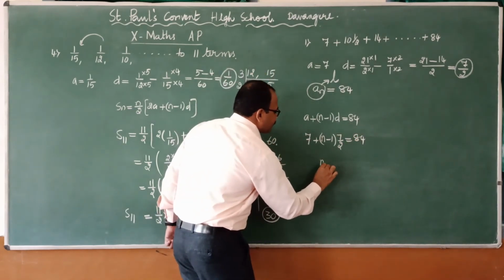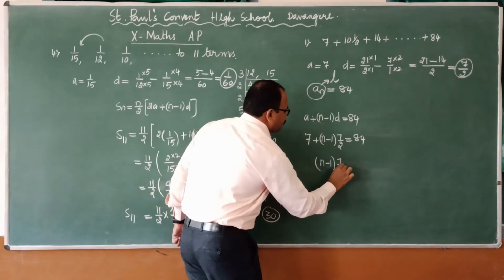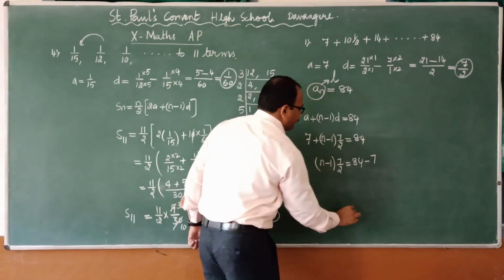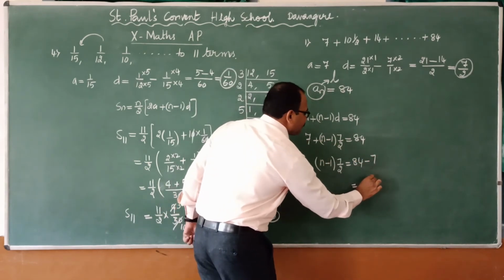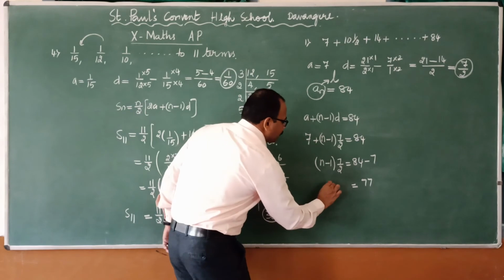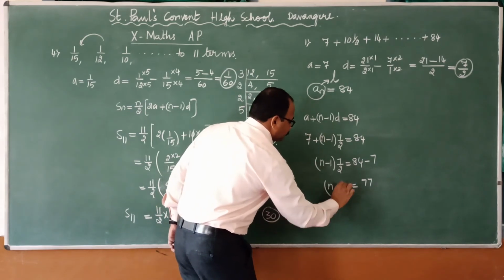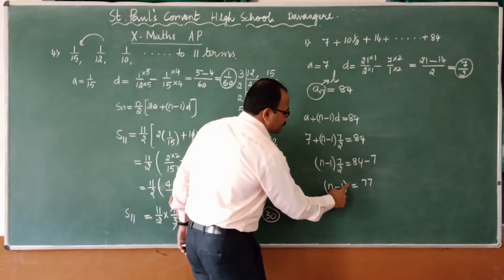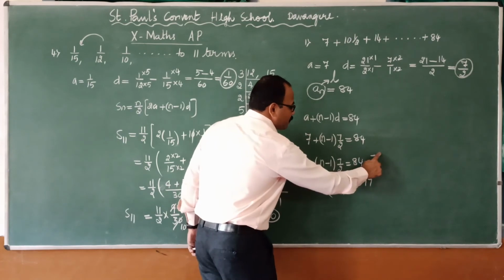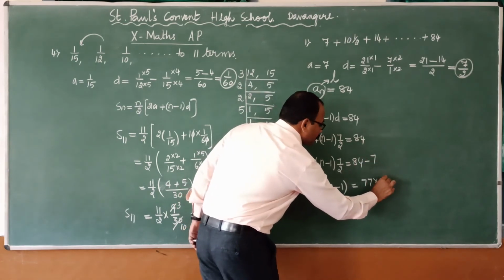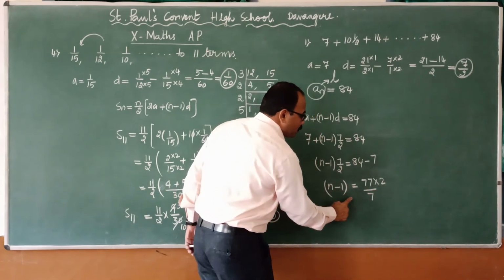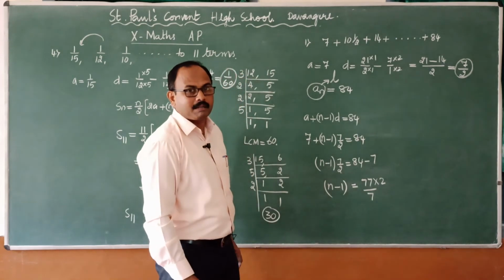Let me keep this as it is, children. 7 by 2 is equal to 84. By cross multiplication comes here 7. This will become 14 minus 7 becomes 7. This will become 7, children. Okay. Now this will become n minus 1. Remember, children, this 7 by 2, 7 comes down, 2 comes up by cross multiplication. Therefore, 2 comes up, 7 comes down. This is by cross multiplication.